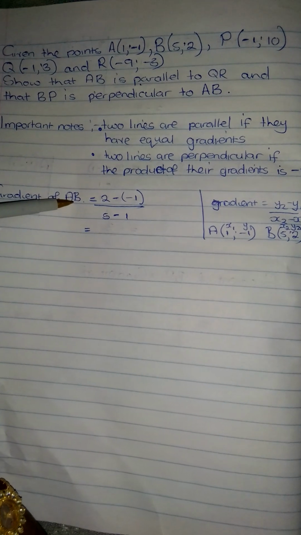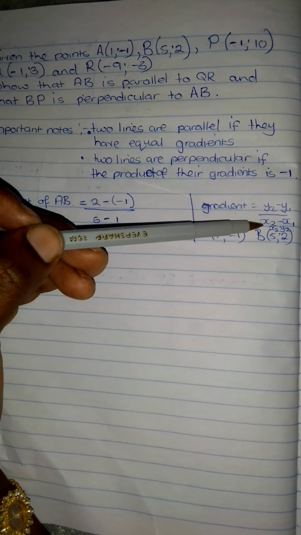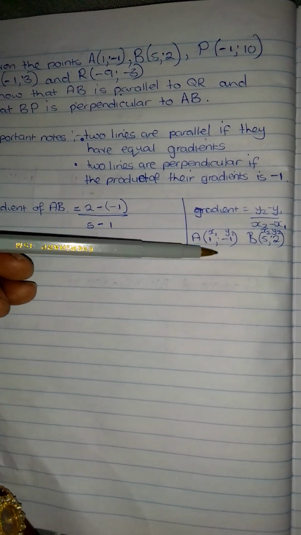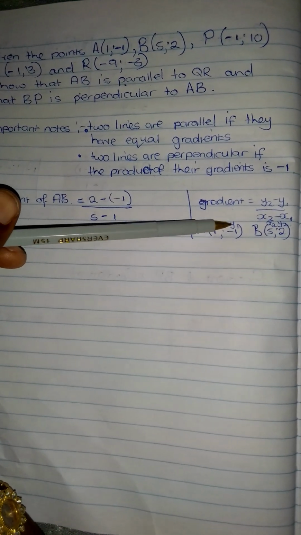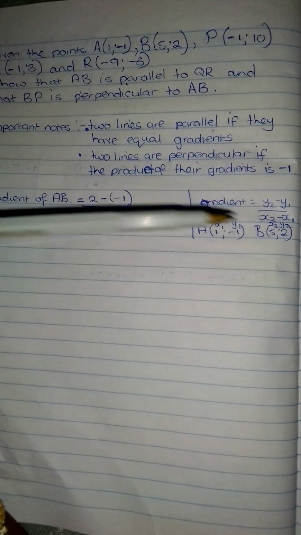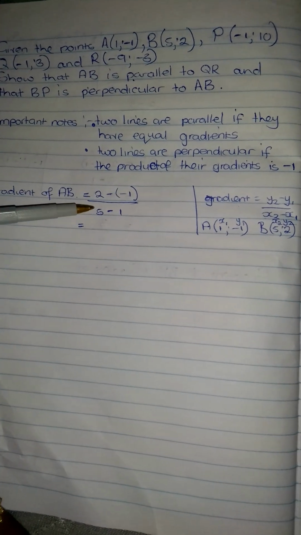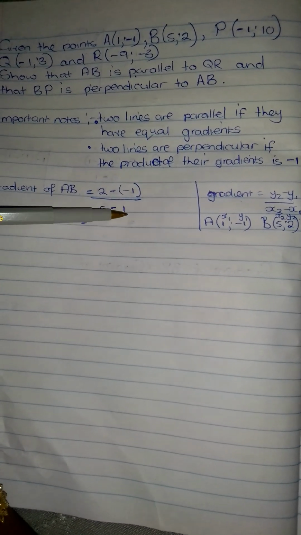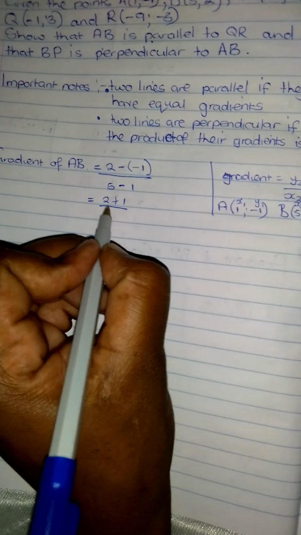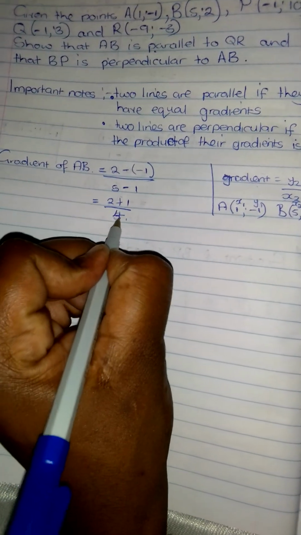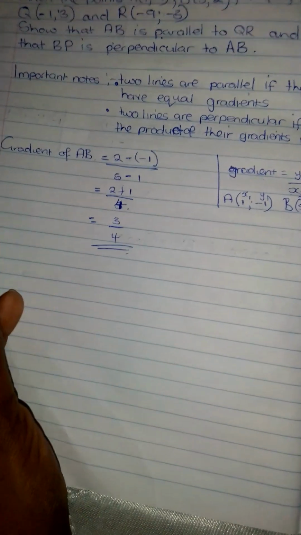So for the gradient of AB, we use the formula: gradient is equal to y2 minus y1 over x2 minus x1. Our point A is (1, -1), B is (5, 2). We assume that this is our x1, this is our y1, x2, y2. So we substitute there. Our y2 is 2 minus y1 over x2 minus x1. This simplifies to 2 plus 1 over 5 minus 1, which is 3 over 4. That's the gradient of AB.